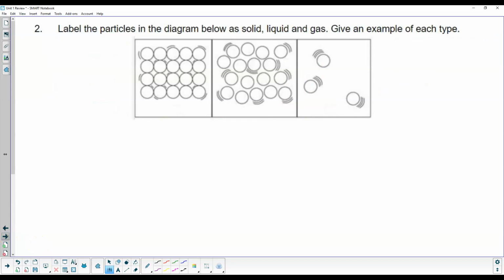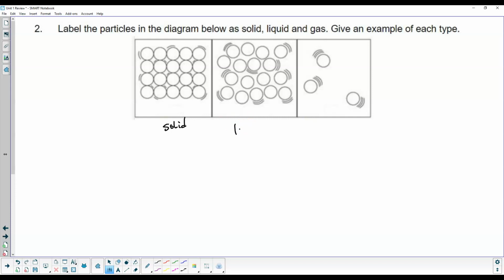Okay, label the following particles either solid, liquid, or gas. Okay, obviously this is going to be the solid because notice the particles are packed in real tight, so they have a definite volume and a definite shape. They sit there and kind of vibrate in place.